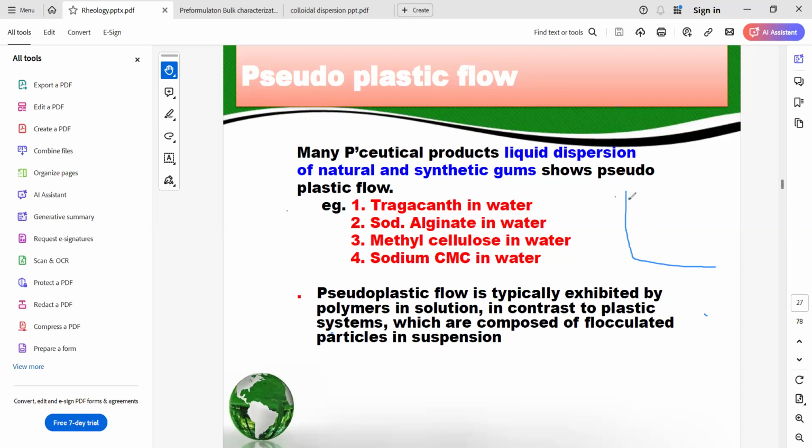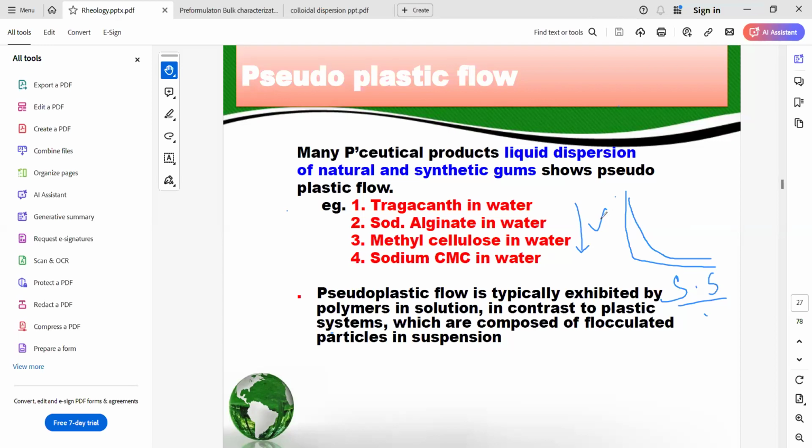So if you see their viscogram, it will be like this. This is the viscosity and this is the shearing stress. As you increase the shearing stress, their viscosity will get reduced. That is known as pseudoplastic flow and pseudoplastic system.